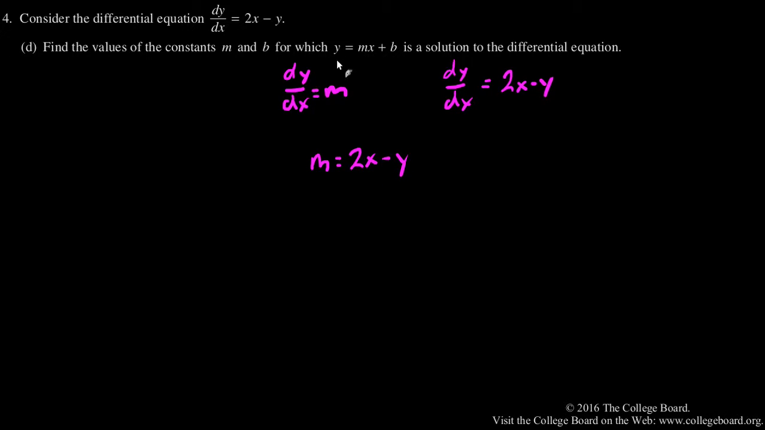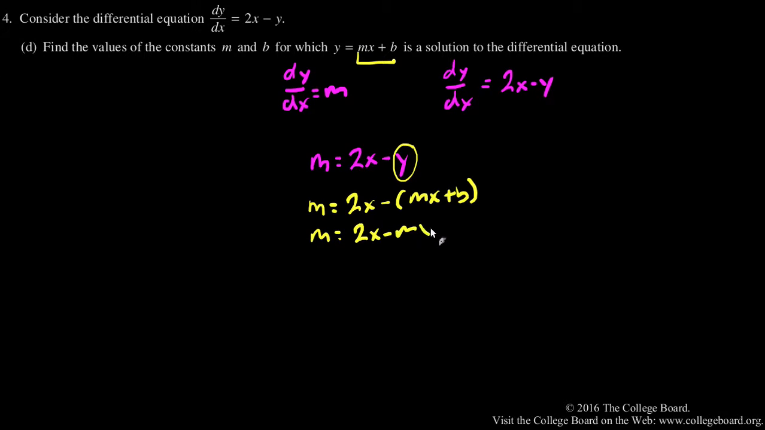Now, if y is mx plus b, I can substitute this in here and get rid of an extra variable. I want to figure out what m and b are, but this y is sort of hanging around. So I'll do that. m equals 2x minus (mx plus b). So m is 2x minus mx minus b.